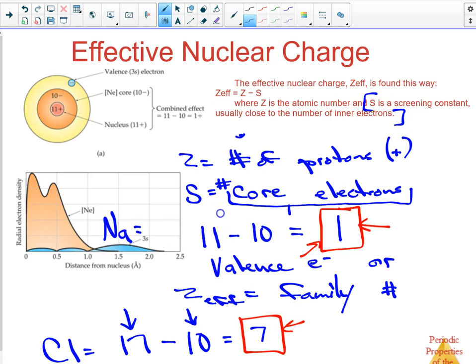And then I go left on the periodic table, and there is nothing left, so I have to go to the way far right and the one above it, correct? So neon is the previous noble gas, and what's its atomic number? 10. So sodium's effective nuclear charge is 11 minus 10, which is 1. That's not too bad, right? All right. That's also the number of valence electrons. Or Zeff is also equal to just the family number.